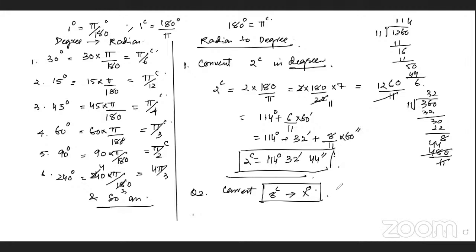8 radians into degrees. 8 radians into x degrees. I mean, we have to find the value of x. 8 radians is equal to 8 into 180 upon pi. That is equal to 8 into 180 upon 22 by 7.